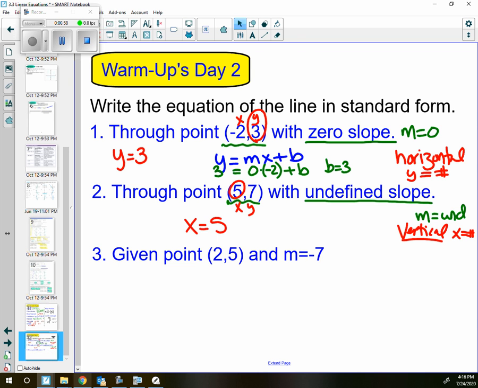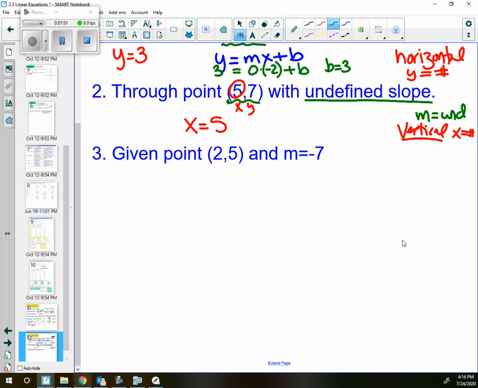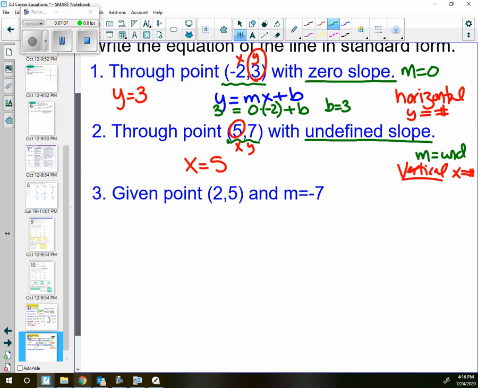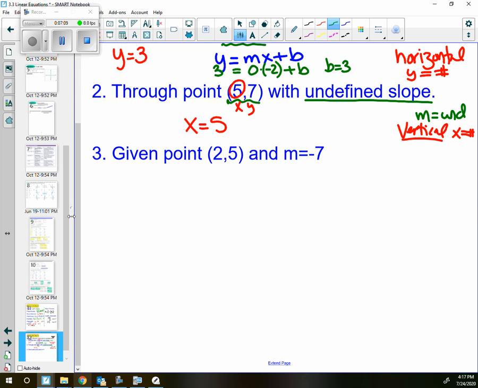All right, let's do a more conventional one like what you saw yesterday in part 1. Given the point 2, 5 and it has a slope of -7, we want to write the equation. We want to get it all the way to standard form. All right, so we know a point and we know a slope.